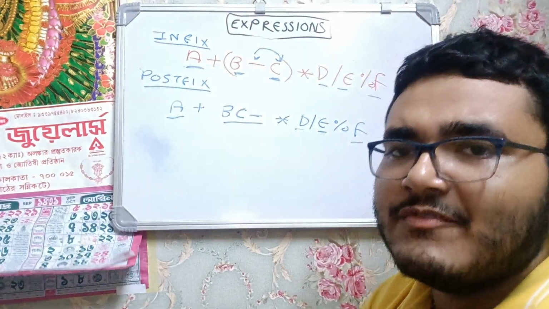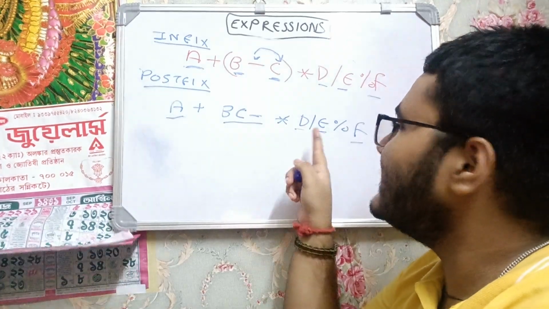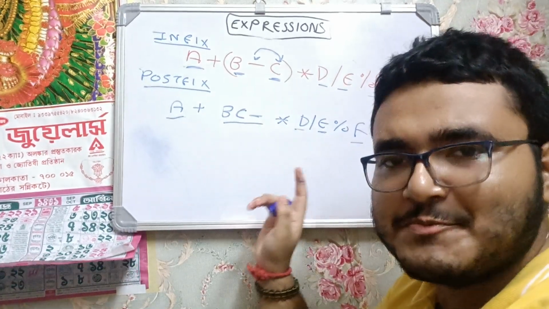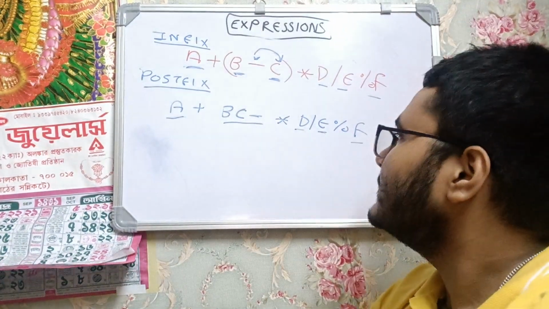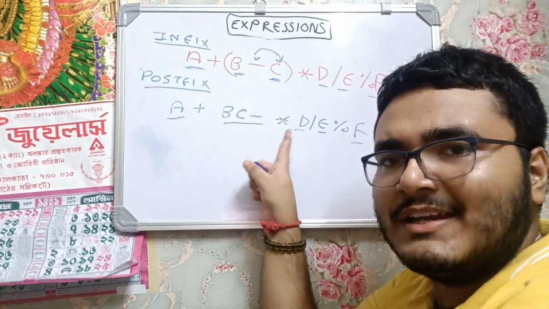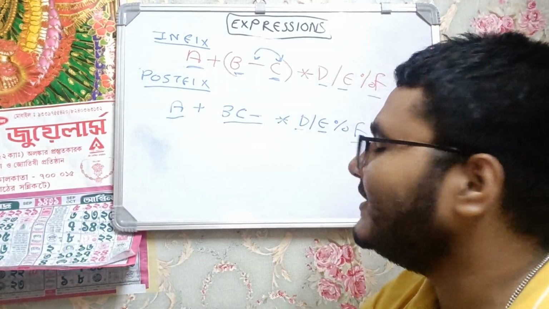Now next, who is having the highest priority? These three, right? Multiplication, division, modulo, all three have the highest priority, right? So now the leftmost should be considered. Leftmost will be having the highest priority.